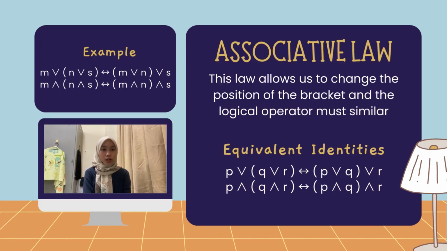Associative law. This law allows us to change the position of the bracket, and the logical operator must be similar. If not, we cannot apply this law. For example, P or (Q or R).